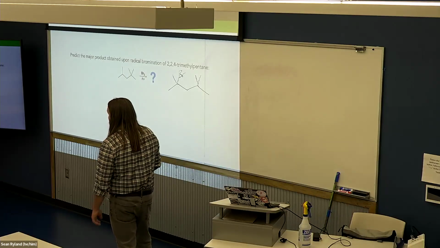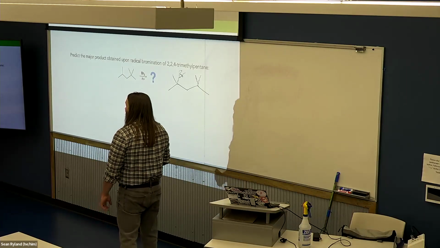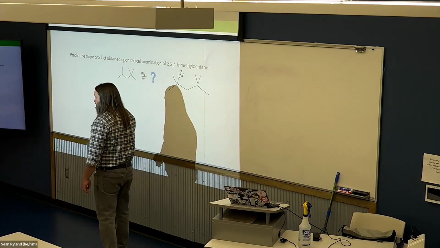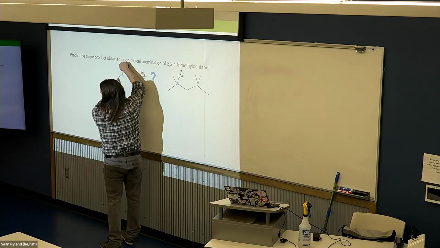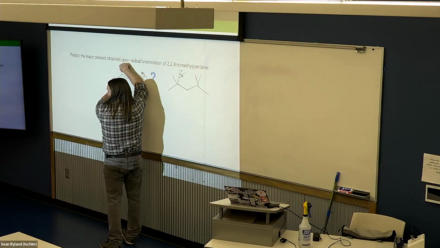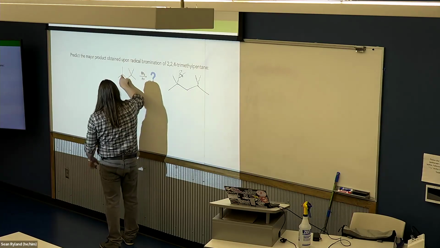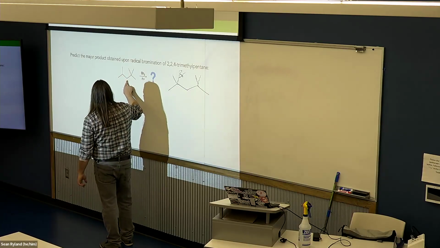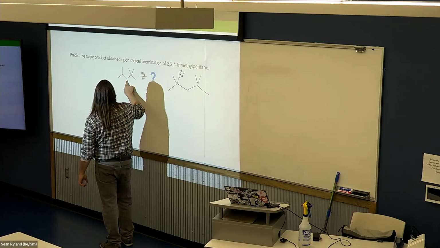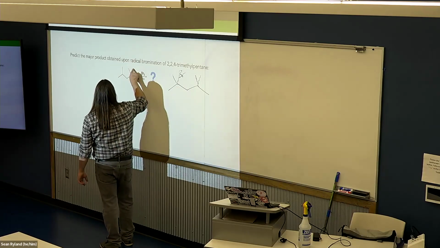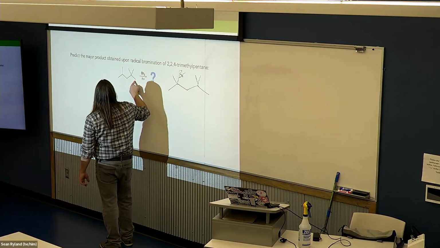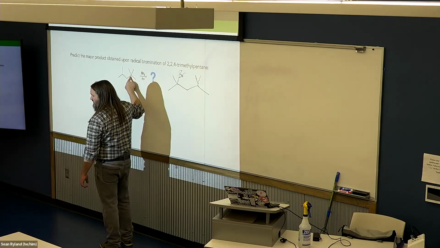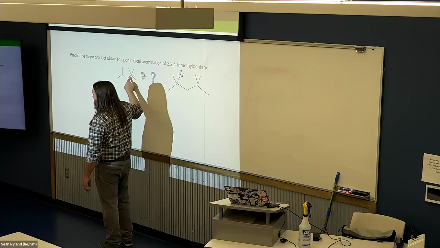If we said chlorination, we're going to get a little bit of everything. So for chlorination, we're going to get a product where we added a chlorine here and here, because those two are identical. We're going to get a product where we added it to the tertiary carbon. We're going to get a product where we added it to the secondary carbon. We're going to get a product where we added it to each of these methyls. We're not going to have chlorine there though, because it's a quaternary carbon, there is no hydrogen to replace.